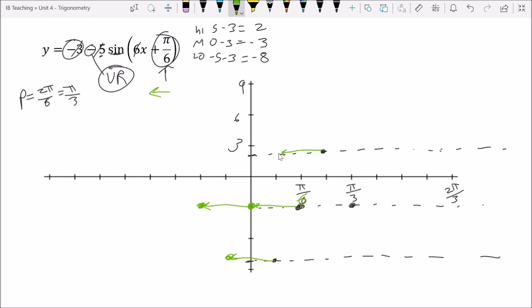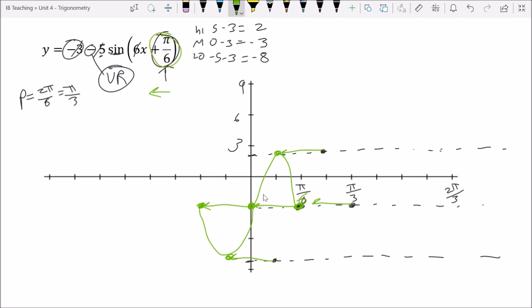2 notches to the left, and there's a new point. And 2 notches to the left, and there's a new point. So now that I have these points, I can play a little game of connect the dots. So connect, and connect, and connect. And so I have now dealt with that shift.